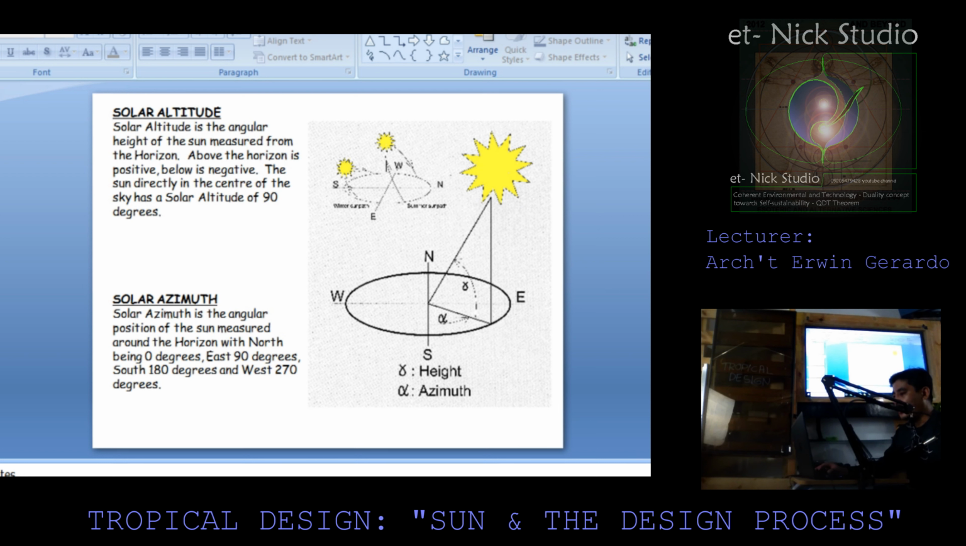While the solar azimuth is the angular position of the sun measured around the horizon, with north being 0 degrees, east 90 degrees, south 180 degrees, and west 270 degrees. So your solar azimuth is actually this concentric circle.